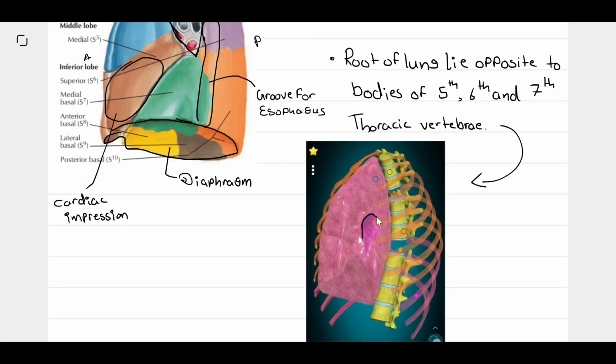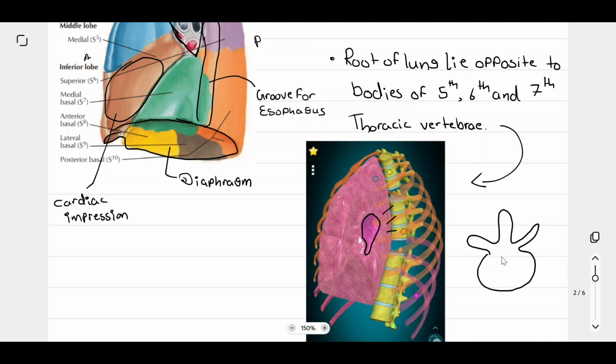This shows the hilum, which is the hollow depression lying in front of the 5th, 6th and 7th vertebrae. For recap, I am drawing the vertebrae. So this is the vertebrae. This is the body of the vertebrae. This is the transverse process. This is the spinous process. So in front of the 5th, 6th and 7th thoracic vertebrae lies our hilum and root of lung.